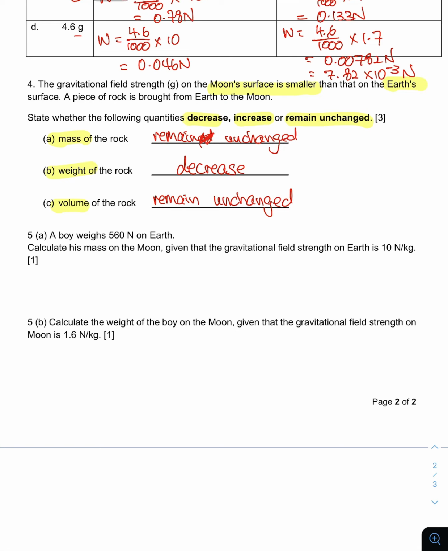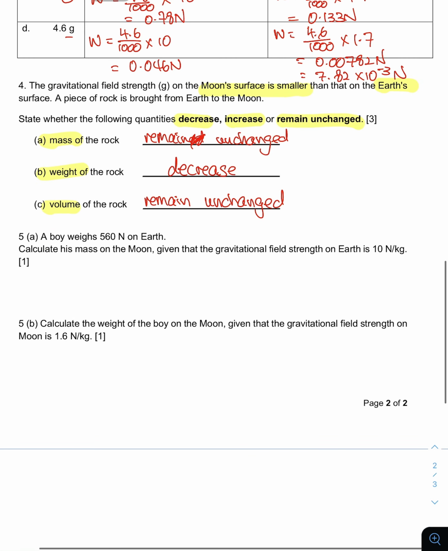Alright, let's take a look at 5A, the last two parts for this assignment. A boy weighs 560 Newton on Earth. They want us to calculate his mass on the Moon, given that the gravitational field strength on Earth is 10 Newton per kg. Note the question talks about weight on Earth. However, they ask us to find the mass on the Moon. So does it really matter?